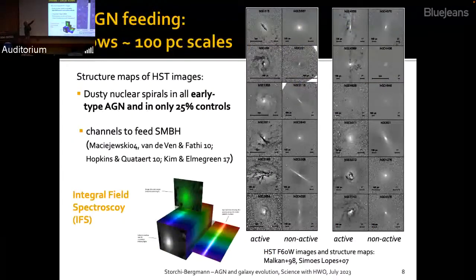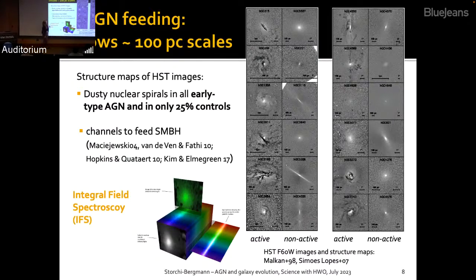I also would like to talk about inflows or AGN feeding on 100 parsec scales. So this work began with an imaging survey where early type AGN, as compared to nearby control galaxies, showed an excess of dusty structure within the inner 100 parsecs. And so this suggests that these dusty structures are channels to feed the supermassive black hole.